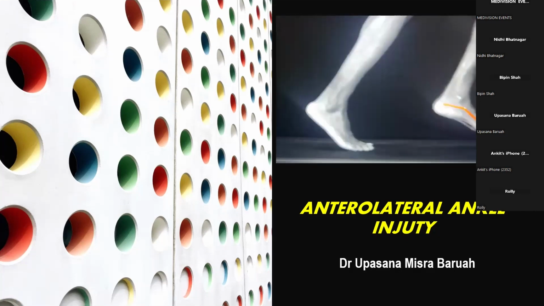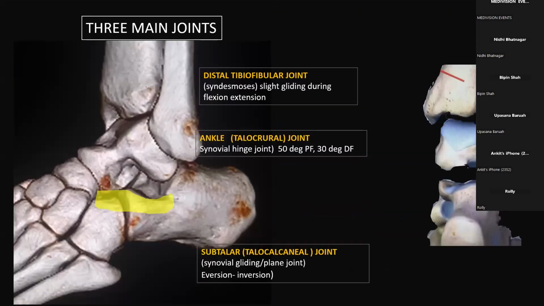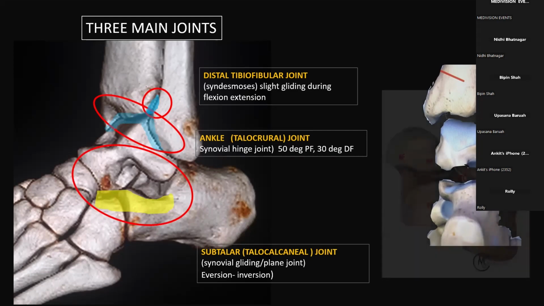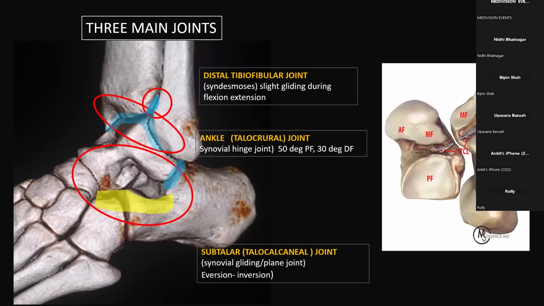So, ankle injury. Just to remind you that our ankle has 3 joints. This is the distal tibiofibular syndesmosis. Then we have the talocrural joint, where the ankle mortise articulates with the talar dome. And we have the subtalar joint, and the anterior talocalcaneonavicular joint, which also articulates with the spring ligament. In between there is a gap, which is the sinus tarsi, and this is our subtalar joint.